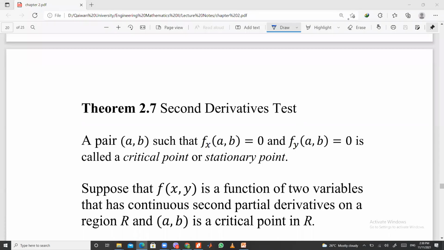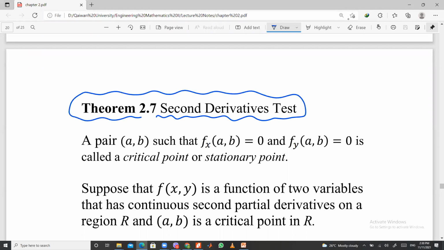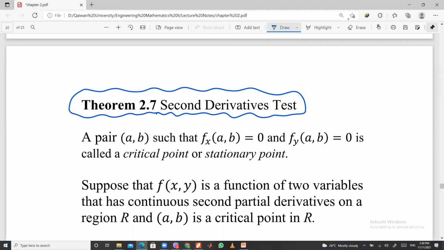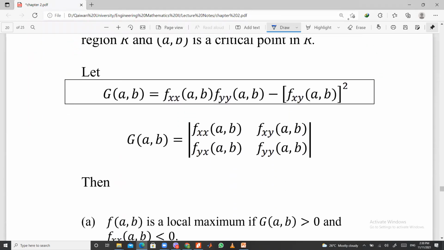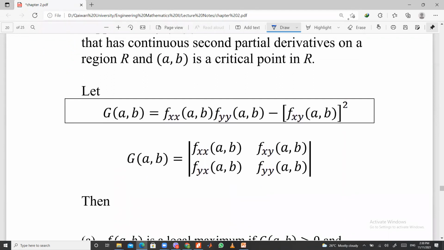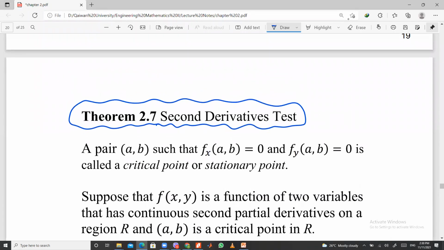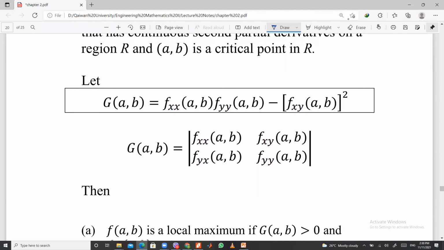In the previous lecture, we talked about finding extrema points. Extrema means maximum or minimum. And we also talked about the second derivative test for determining whether the critical points are maximum, minimum, or saddle points. Here, we say the second derivative test.